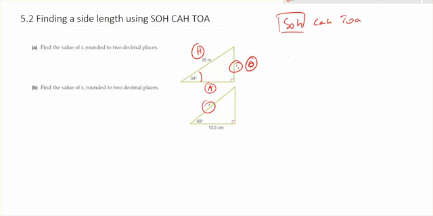Now let's write the relationship. Sine of the angle, which is 34 degrees, equals opposite divided by hypotenuse. So our opposite side is t, what we're trying to find out, divided by the hypotenuse, which we know, 25. Now we want to solve for t, because we want to find what the length of t is. So in order to do that, we times both sides by 25.